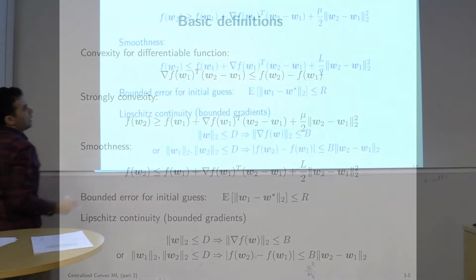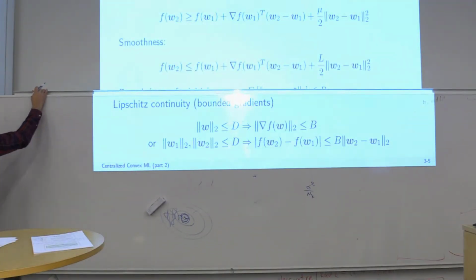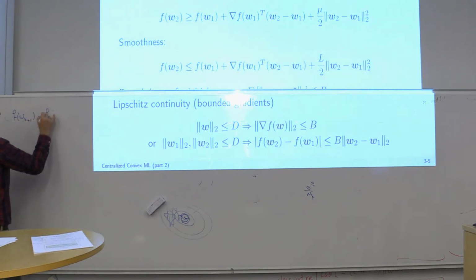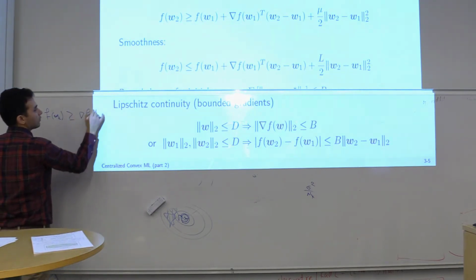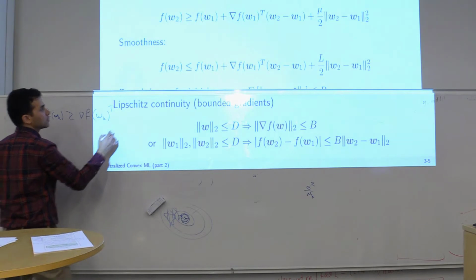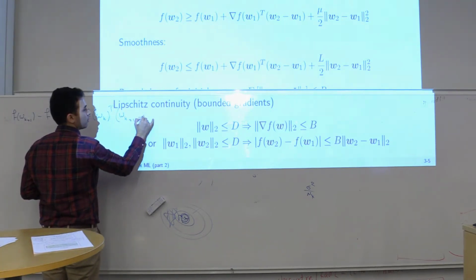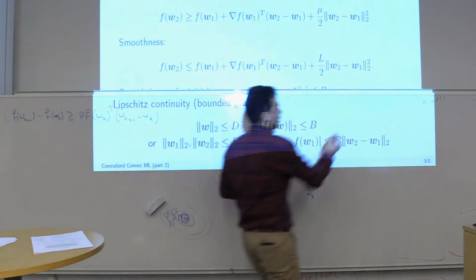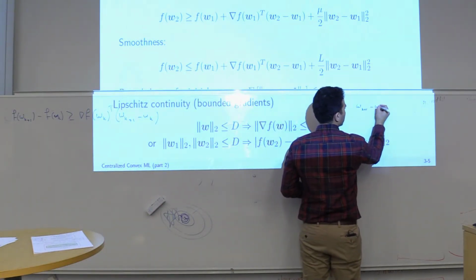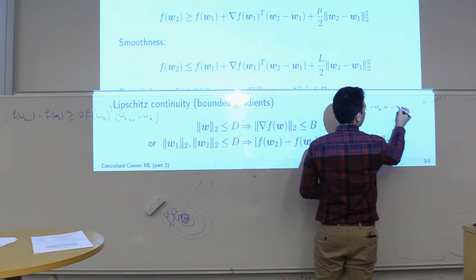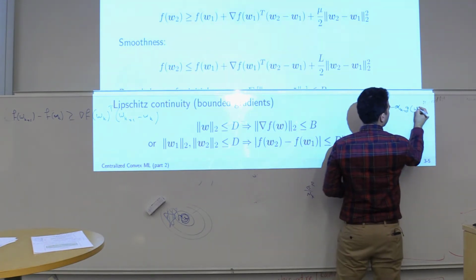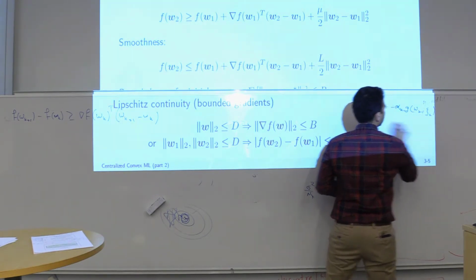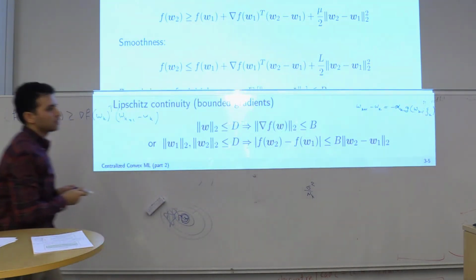I'm just starting from that, putting W_{k+1} instead of W_2. So f(W_{k+1}) minus f(W_k) is smaller than the gradient of f at W_k transpose times (W_{k+1} minus W_k). And then noting that, by definition, W_{k+1} minus W_k equals minus alpha_k g(W_k, zeta_k). This is by the definition of generic stochastic gradient, right?